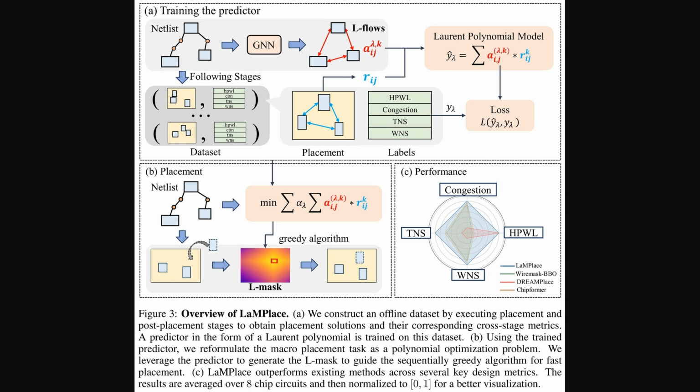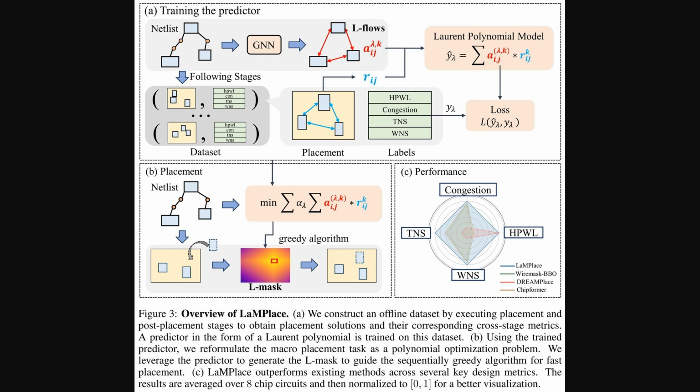Okay, this figure really lays out the LaMPlace method. Part A details training the predictor. Using a netlist, the chip's blueprint, a graph neural network, an AI good with connected data, learns to predict final chip quality metrics. It does this by determining L flows for a special mathematical model based on past designs.